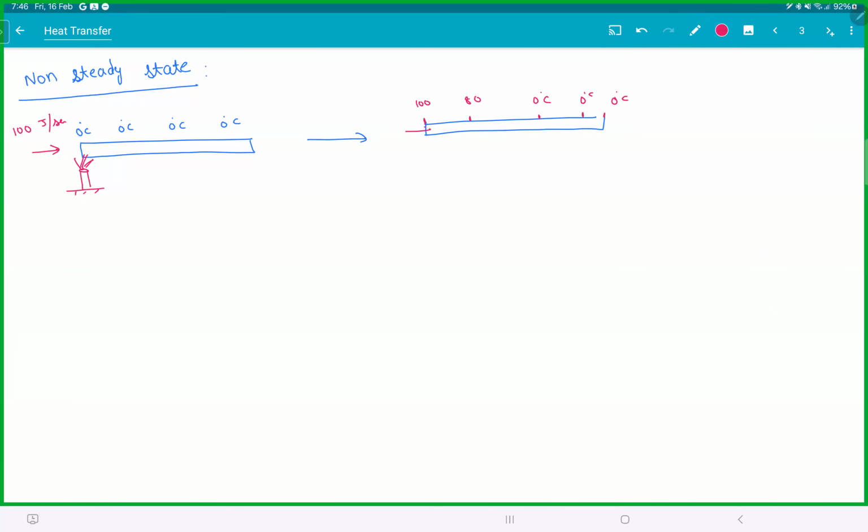So you're sending 100 joules per second. Maybe here there's only 80 joules per second. Heat is getting absorbed. Maybe here there's only 30 joules per second. And maybe eventually only 10 joules per second is coming in. So if you see here, heat is absorbed by the rod to increase temperature. So whatever is going in is not coming out. This is not steady state. Steady state means the flow is constant.